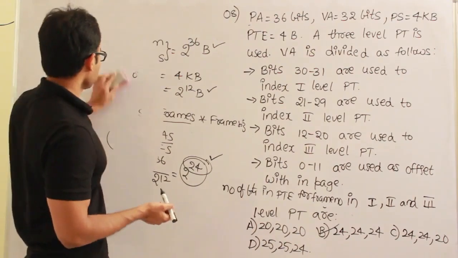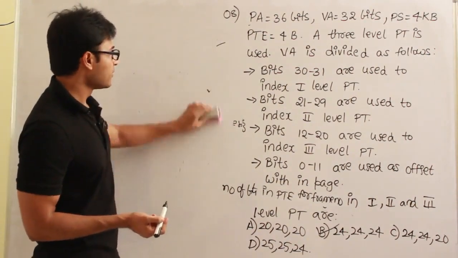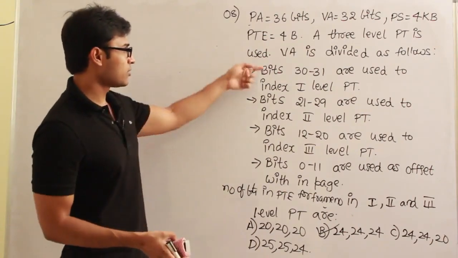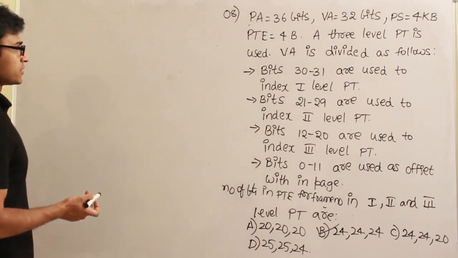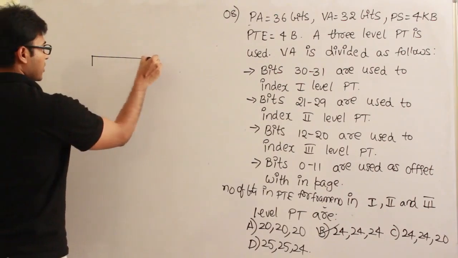But anyway, we shall examine this question using the given data. That given data is not required in order to solve this. They need not mention anything about how they are dividing this virtual address. I don't know why they gave it. I think they are confused. Anyway, let me show you what is the meaning of the question they are talking about.